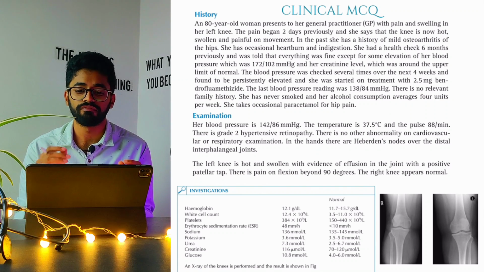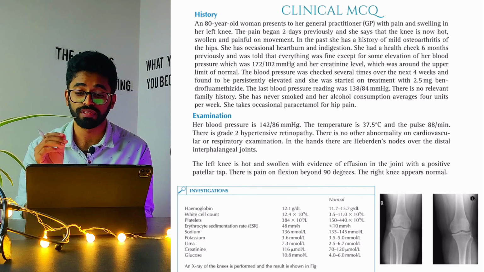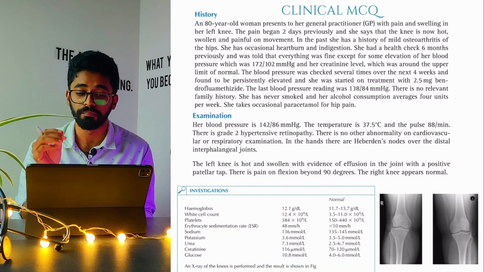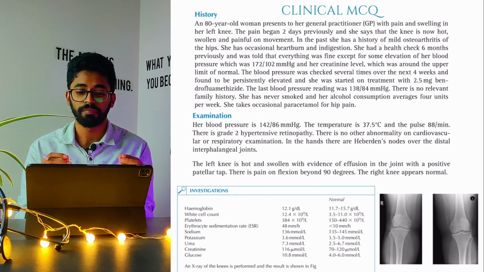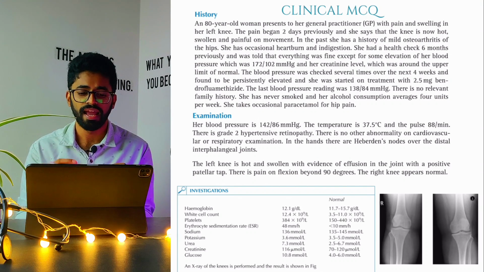Her creatinine level was around the upper limit of normal. The blood pressure was checked several times over the next 4 weeks and found to be persistently elevated, and she was started on treatment with 2.5 mg bendroflumethiazide. The last blood pressure reading was 138 by 84. There is no relevant family history. She has never smoked and her alcohol consumption averages 4 times per week. And she takes occasional paracetamol for her pain.